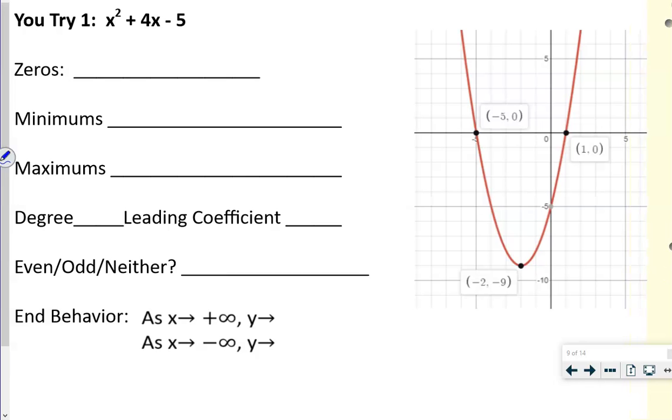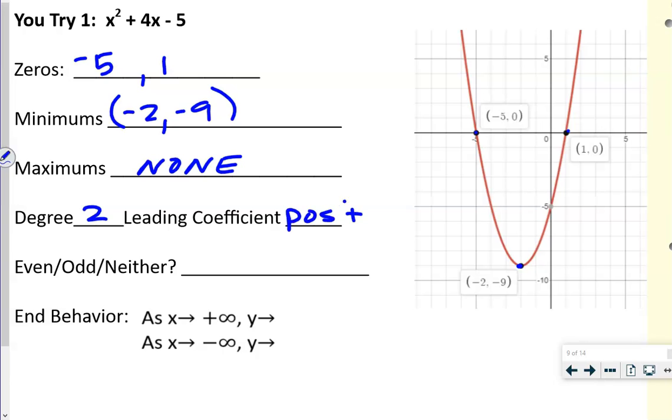There you go. There's our zeros at negative 5 right here and 1, right? So those are our zeros right there. We've got a minimum down here of negative 2, comma, negative 9. And this time we don't have a maximum, right? So we can say none here because there was no maximum. The degree was what? 2, right? Our leading coefficient was positive. So I'm going to put a plus here, okay?